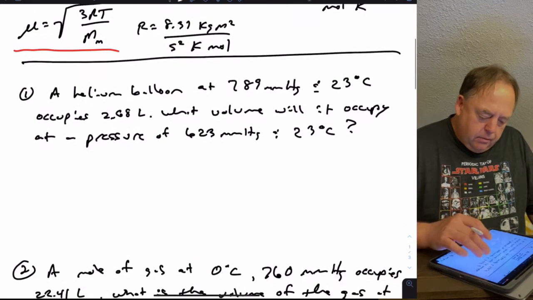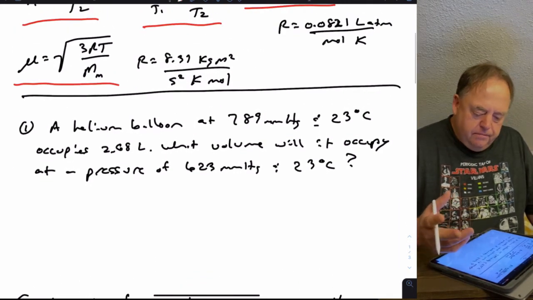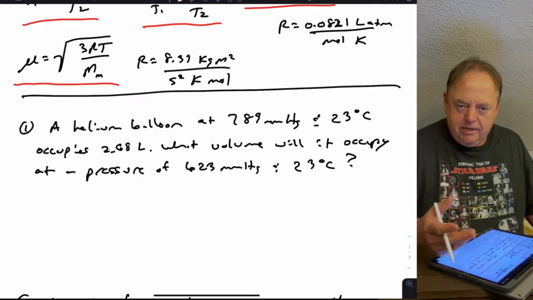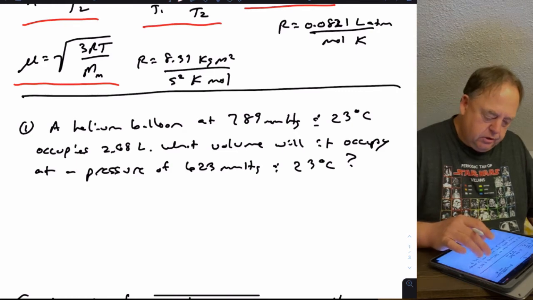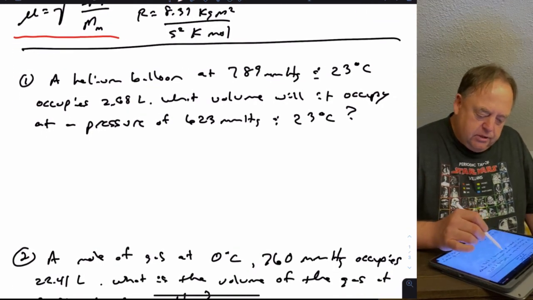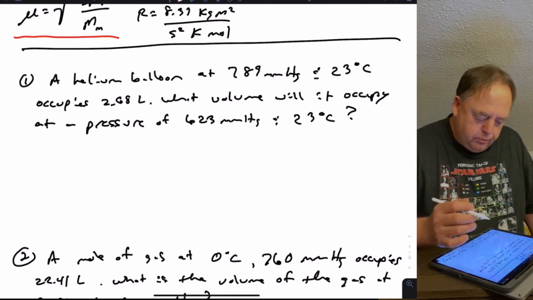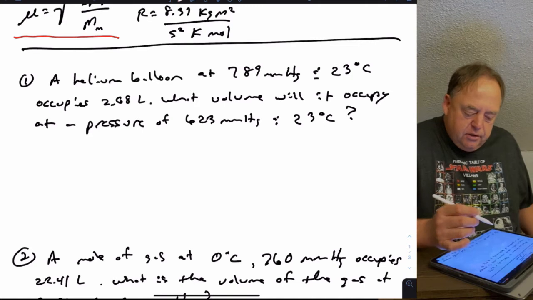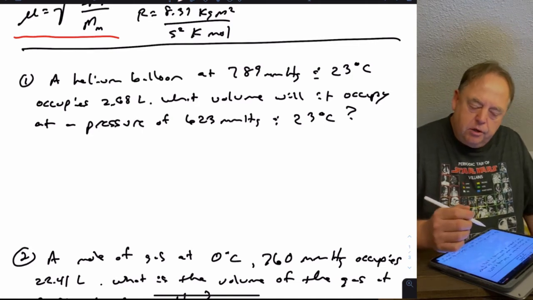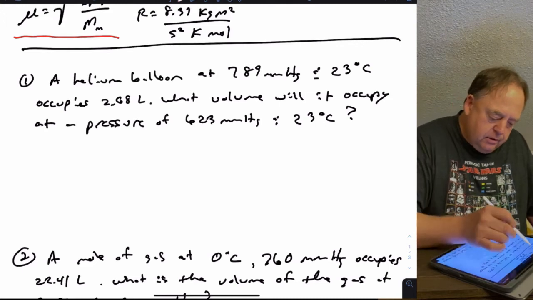So let's work a few problems. One of the goals will be to figure out which equation you need, and then simply use the equation. Okay, so first problem: a helium balloon at 789 millimeters of mercury and 23 degrees Celsius occupies 2.68 liters. What volume will it occupy at a pressure of 623 millimeters of mercury and 23 degrees Celsius?